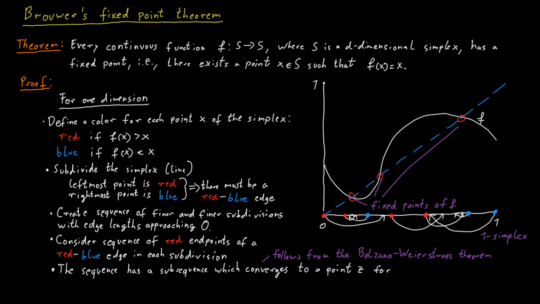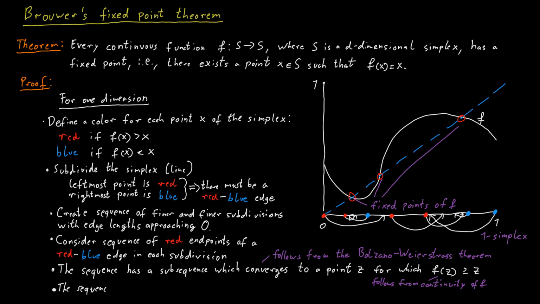For this z, it must be that f of z is greater or equal to z. Right? All of those points in the sequence were red points, so for each of them we had f of x is bigger than x. And so for the limit point, because f is a continuous function, it must be that f of z is greater or equal to z.